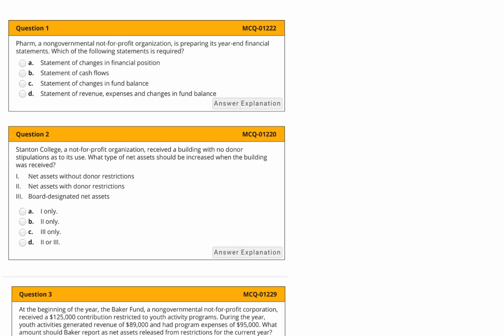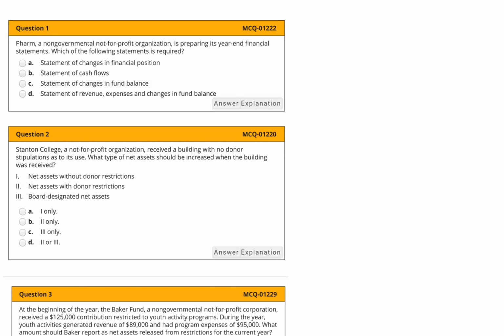Now we will review some CPA problems from Module 1 and 2. First question. Firm, a non-governmental not-for-profit organization, is preparing its year-end financial statements. Which of the following statements is required?